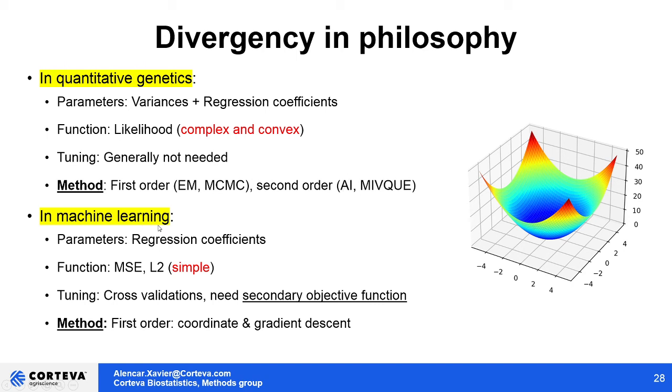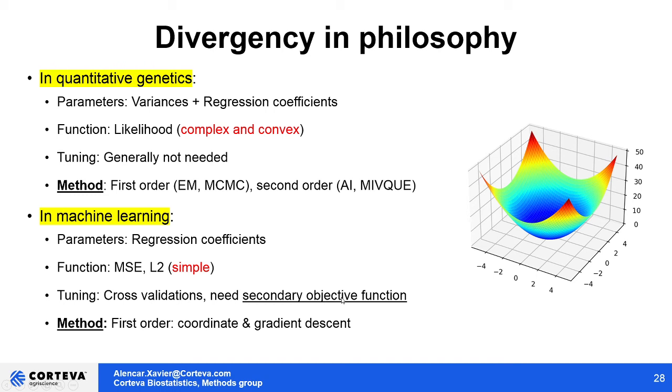On the other hand, in machine learning, they just care about the regression coefficients, so variance components are not estimated. But the loss function is very simple. Usually they fit that machine just to minimize the mean square error with some penalization like L2. However, because you do not estimate variance components, you have to tune your model to get that best lambda parameter. So you need to do some cross-validation to optimize. That would replace the estimation of variance components.